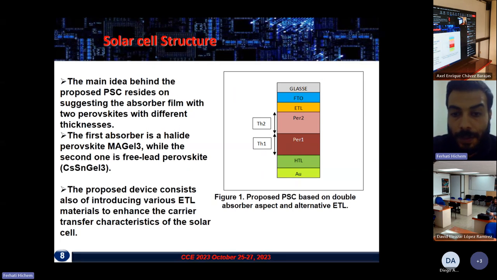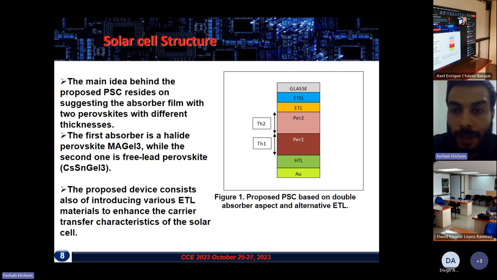So for the solar cell structure, this figure shows a schematic of the proposed perovskite solar cell based on double absorber and alternative electron transport layers. The main idea behind the proposed photovoltaic device is suggesting an absorber film with two perovskite materials as shown in this figure with different thicknesses. So the first absorber is halide perovskite, while the second one is a tin-based lead-free perovskite material. Also the proposed device consists of introducing various electron transport layers to enhance the carrier transfer characteristics of the solar cell.